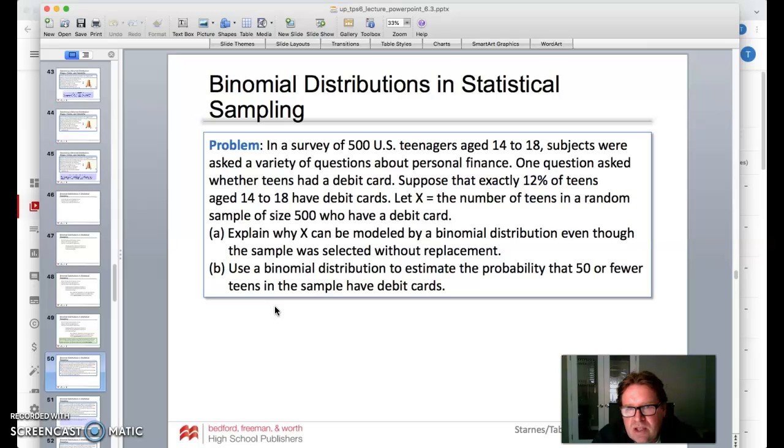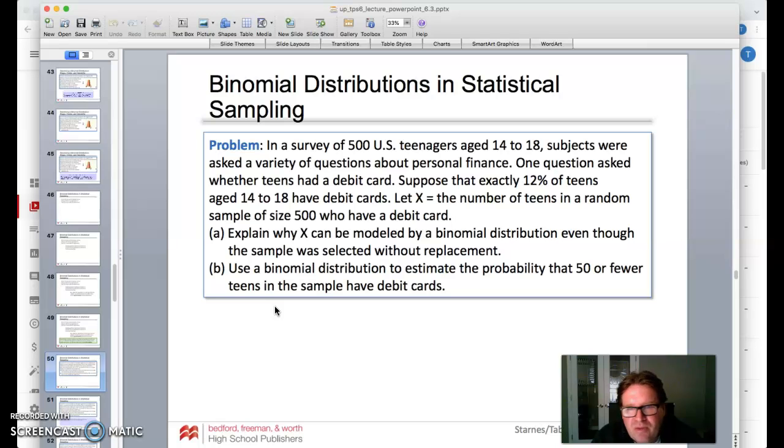500 U.S. teenagers aged 14 to 18. Subjects were asked a variety of questions about personal finance. One of the questions asked whether teens had a debit card. And so let's say that 12% of teens have debit cards. X is the number of teens in a random sample of size 500 who have a debit card. Now, the question is, why can we model X with a binomial distribution, even though we're not doing replacement?